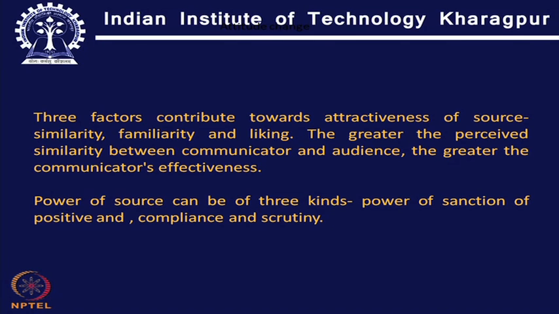Power again of the source can be of three types: power of sanction, of positive compliance, and scrutiny. If somebody has the power to reward you or to punish you, then your attitudes are prone to more change, because if I am not complying to the request made by this source to change my attitude, in power dynamics this person is much higher than where I am in the organization, maybe I will not get the reward or I may get punished for it.